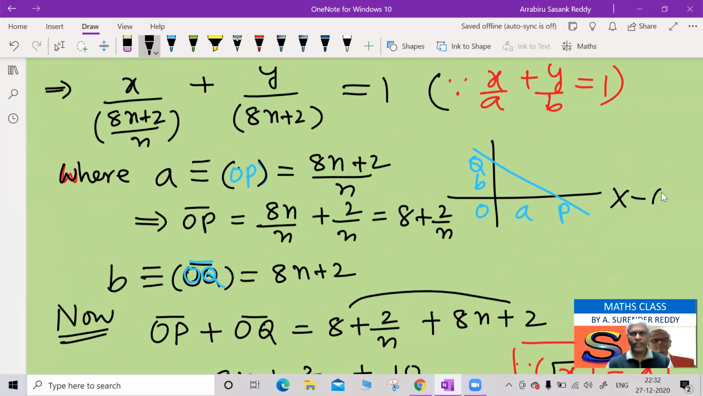The line intersects the x axis at P and the y axis at Q. That's why OP is the x-intercept and OQ is the y-intercept. It is given in the problem: the line intersects the xy axes at the points P and Q.